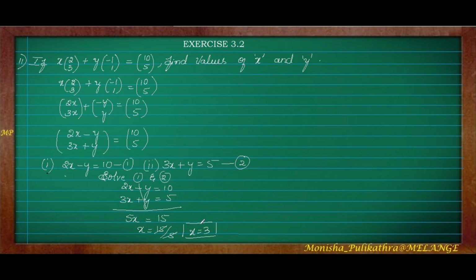This value of x we can substitute in equation 1 or 2. Here I will be taking equation 1, that is 2x minus y is equal to 10. 2 into 3 minus y is equal to 10. 2 3s are 6 minus y is equal to 10. So I will be shifting this y this side. So 6 minus 10 is equal to plus y. Minus 5, when it is shifted, it will become plus y. So y is equal to 6 minus 10, which is minus 4. So the value of x is 3 and the value of y is minus 4. I hope you understood this.